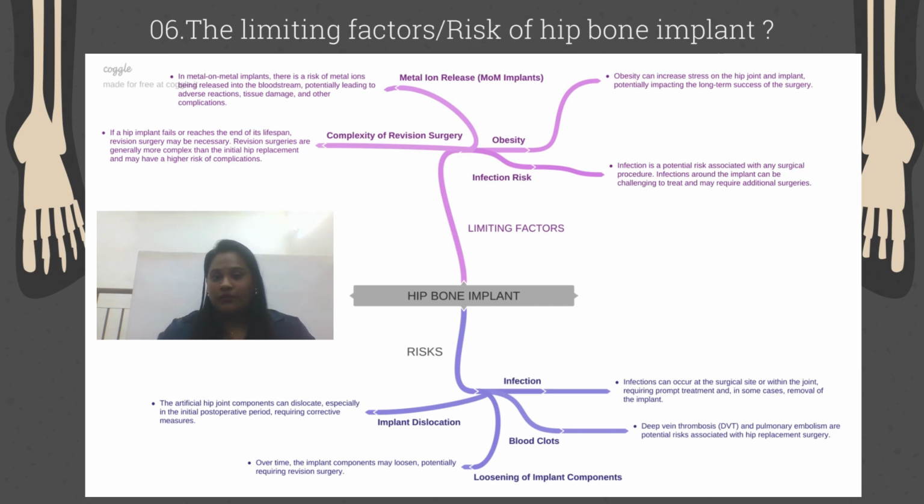For example, metal on metal (MoM) implants carry the potential threat of releasing ions into the bloodstream, causing adverse reaction and tissue damage. Besides that, revision surgery is needed if the implant fails, which is more intricate and has higher complication risk. Meanwhile, as for risks, there's infection and blood clot formation at the surgical site, which is common for post-operative risk, as is the dislocation of artificial hip components over time. There's a risk of implant component loosening, potentially requiring further surgery.